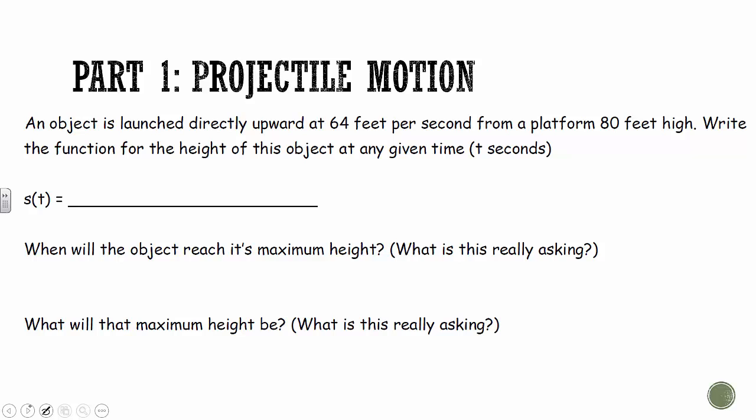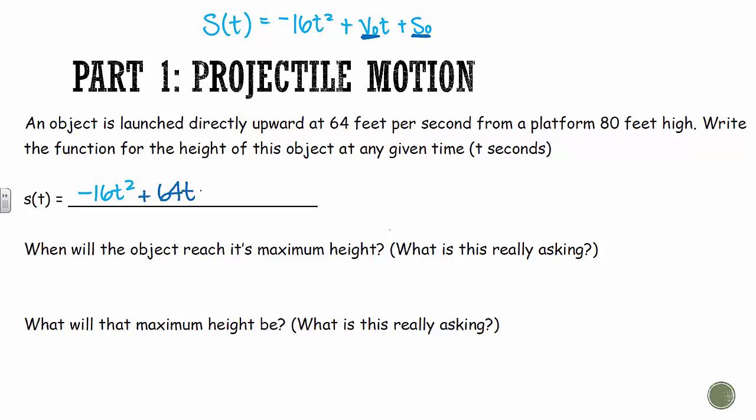So let's say you have an object that's launched directly upward at 64 feet per second from a platform that's 80 feet high. Write the function for the height of this object at any given time. So remember, our formula that we're going to use is s of t equals -16t squared plus v naught times t plus s naught. So s of t equals our -16t squared. And really the only two things you have to fill in are initial velocity and initial height. So our initial velocity is 64 feet per second, and it started 80 feet high.